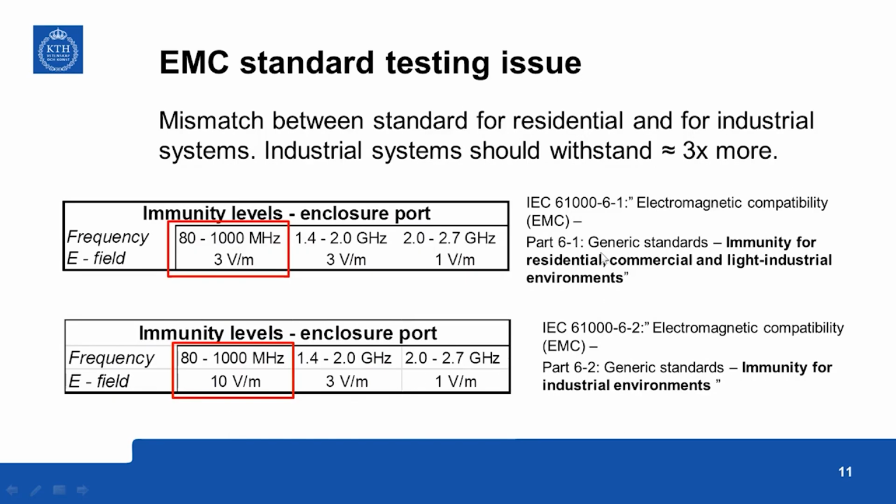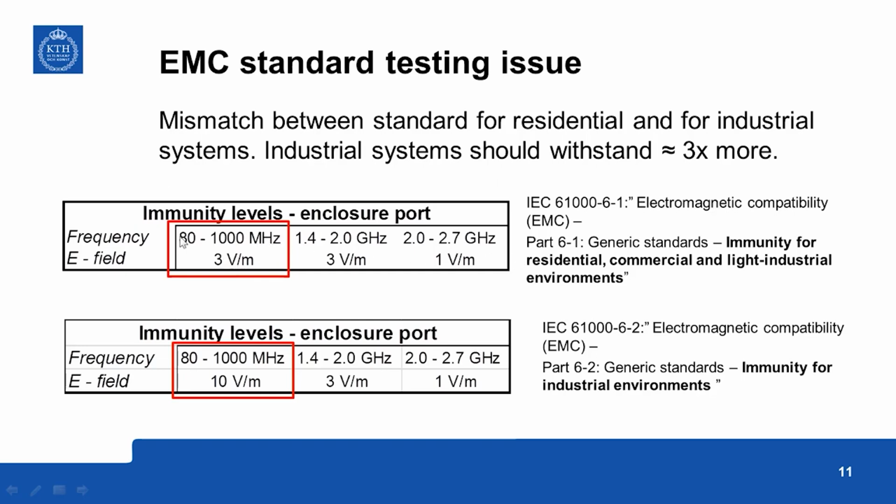So this we can see in this. What is shown here, this extract, is from IEC standard 61000, electromagnetic compatibility. 6-1 is the generic standard for immunity of residential, commercial and light industrial environments. Similarly, you have this extension 6-2 of the same standard that covers immunity for industrial environments. So you can see that immunity levels are different for both standards, especially between 80 megahertz and 1 gigahertz.